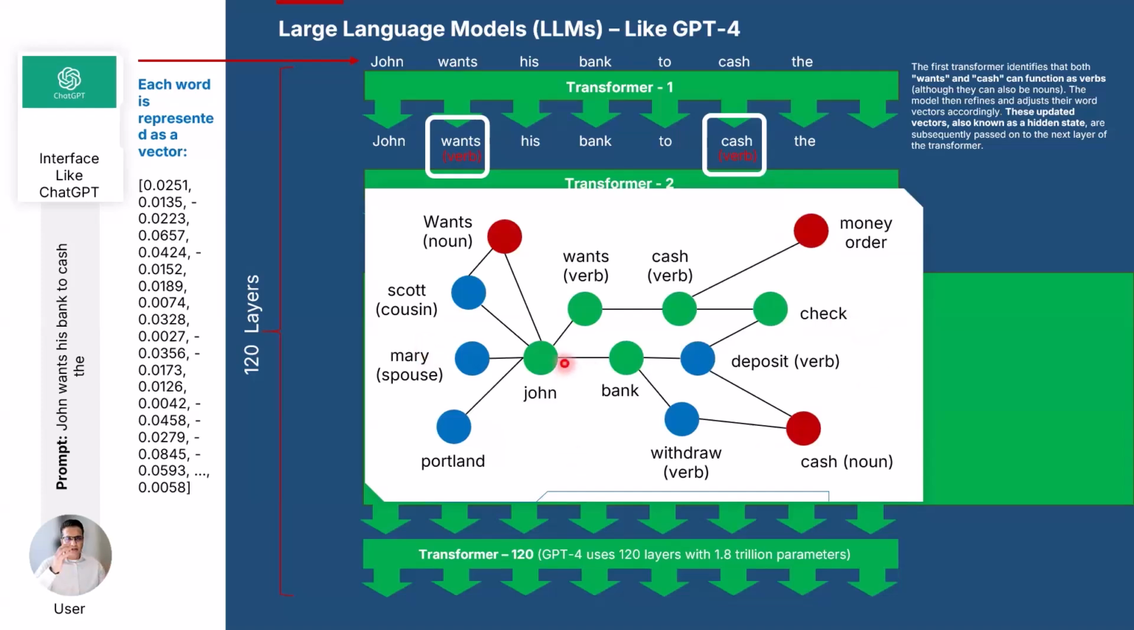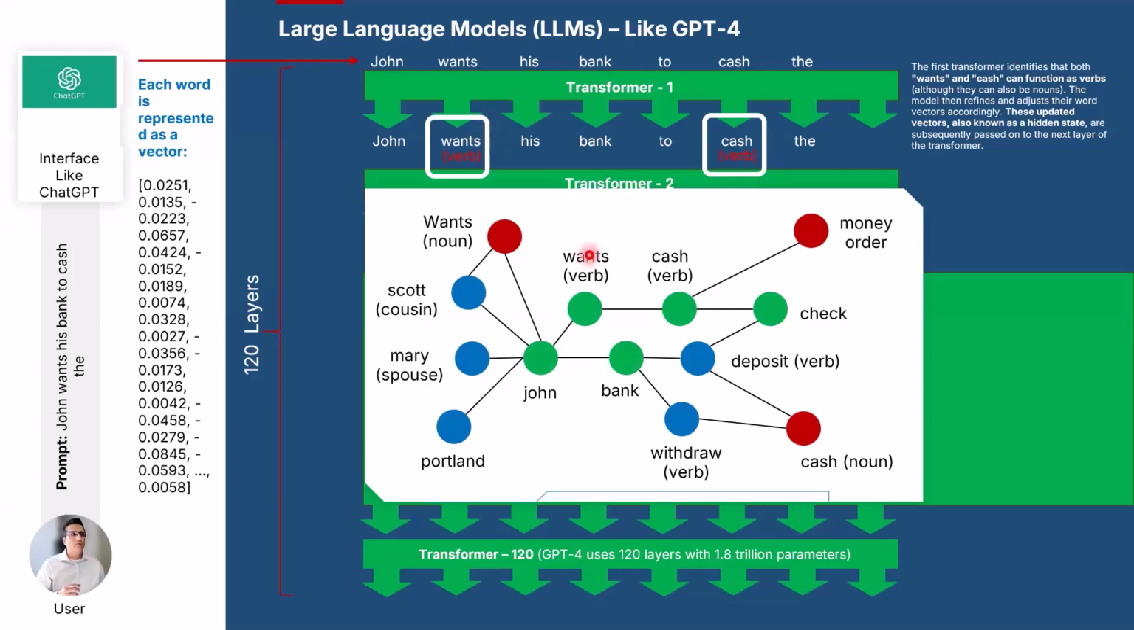It has a lot of information, right? It located the word John. It probably figured out John is somebody who lives in Portland, is married to somebody called Mary, had a cousin called Scott, and both Scott and John have their wants, and this wants is actually a noun. But another word I see closely related in the prompt is called bank.